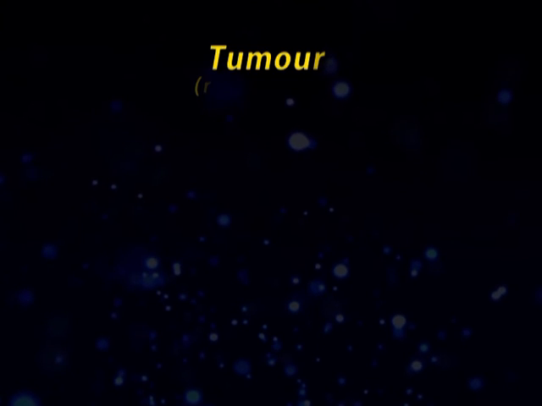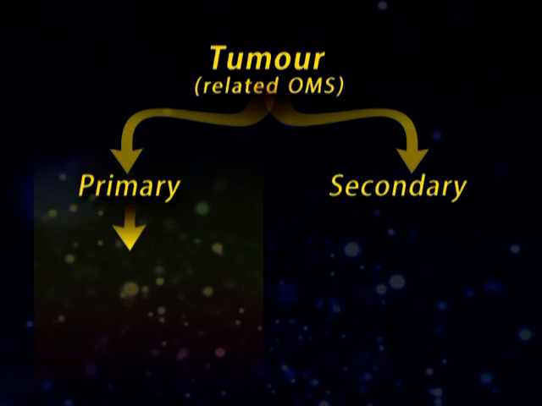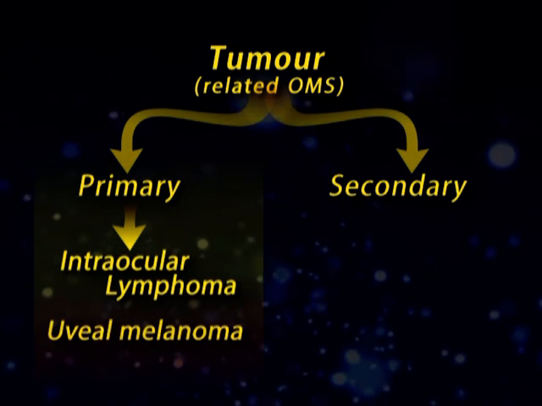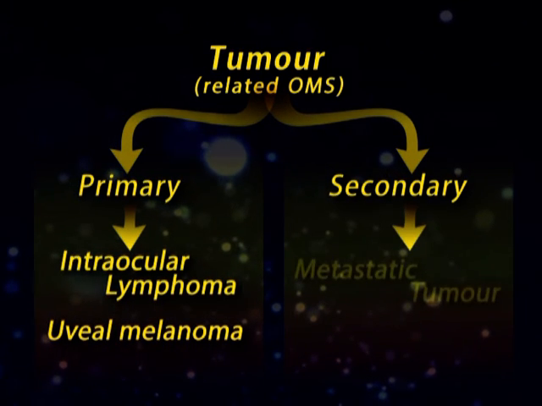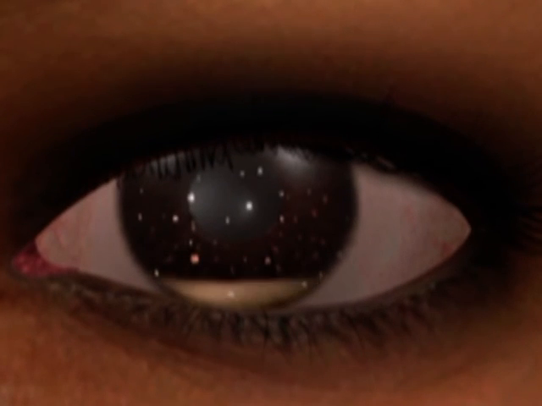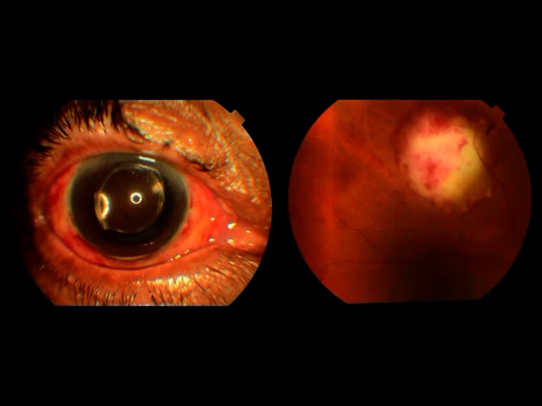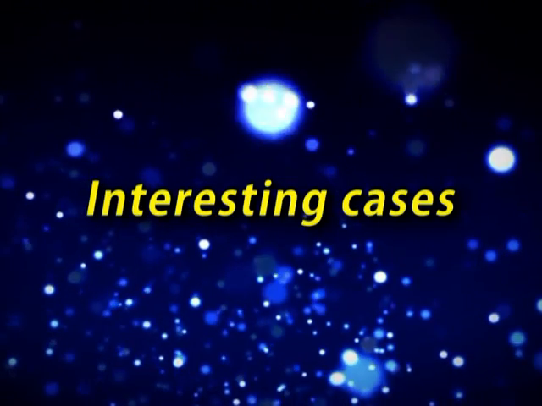The tumor-related OMS is again divided as primary and secondary. Primary can be from intraocular lymphoma or uveal melanoma, while secondaries occur due to metastatic lesions and systemic lymphoma. In other words, one can say OMS as tumors masquerading as uveitis or uveitis masquerading as tumors. Let us see some of the interesting masquerades seen in our clinical practice.